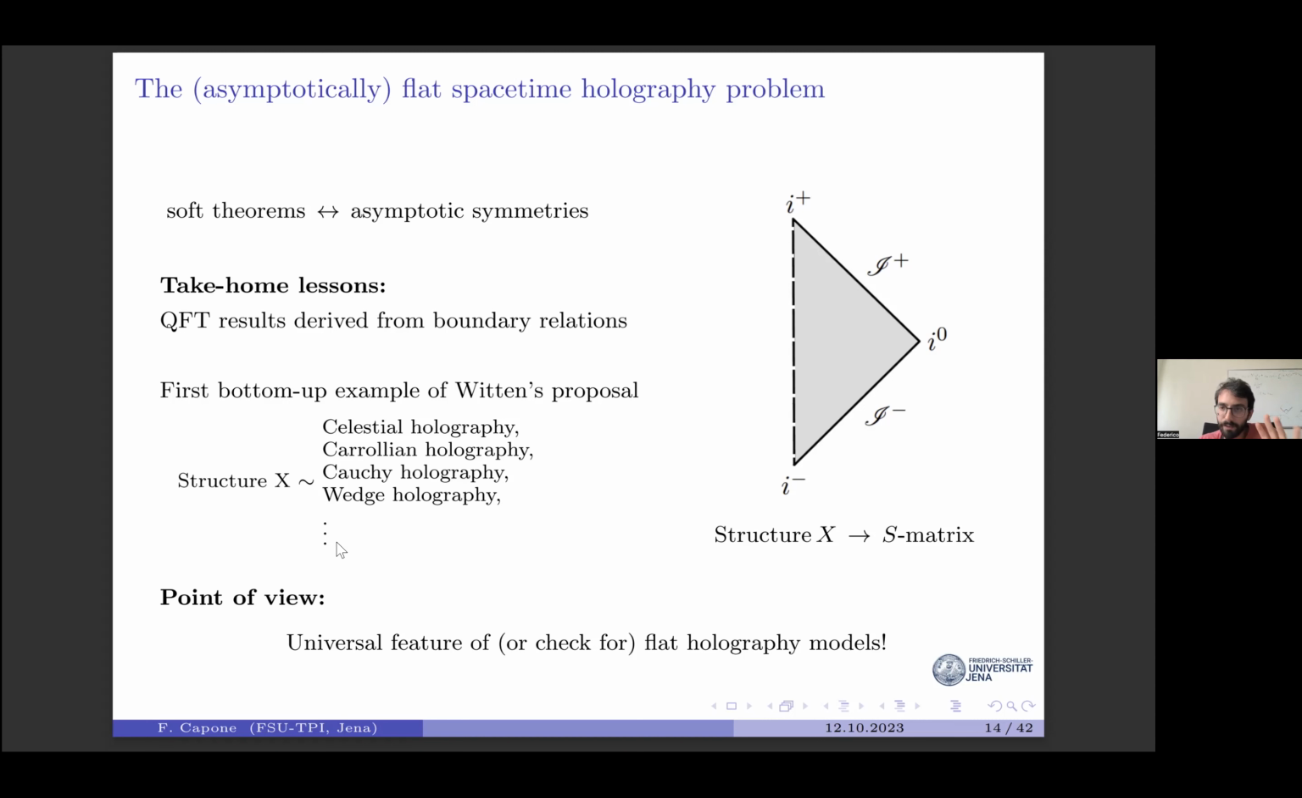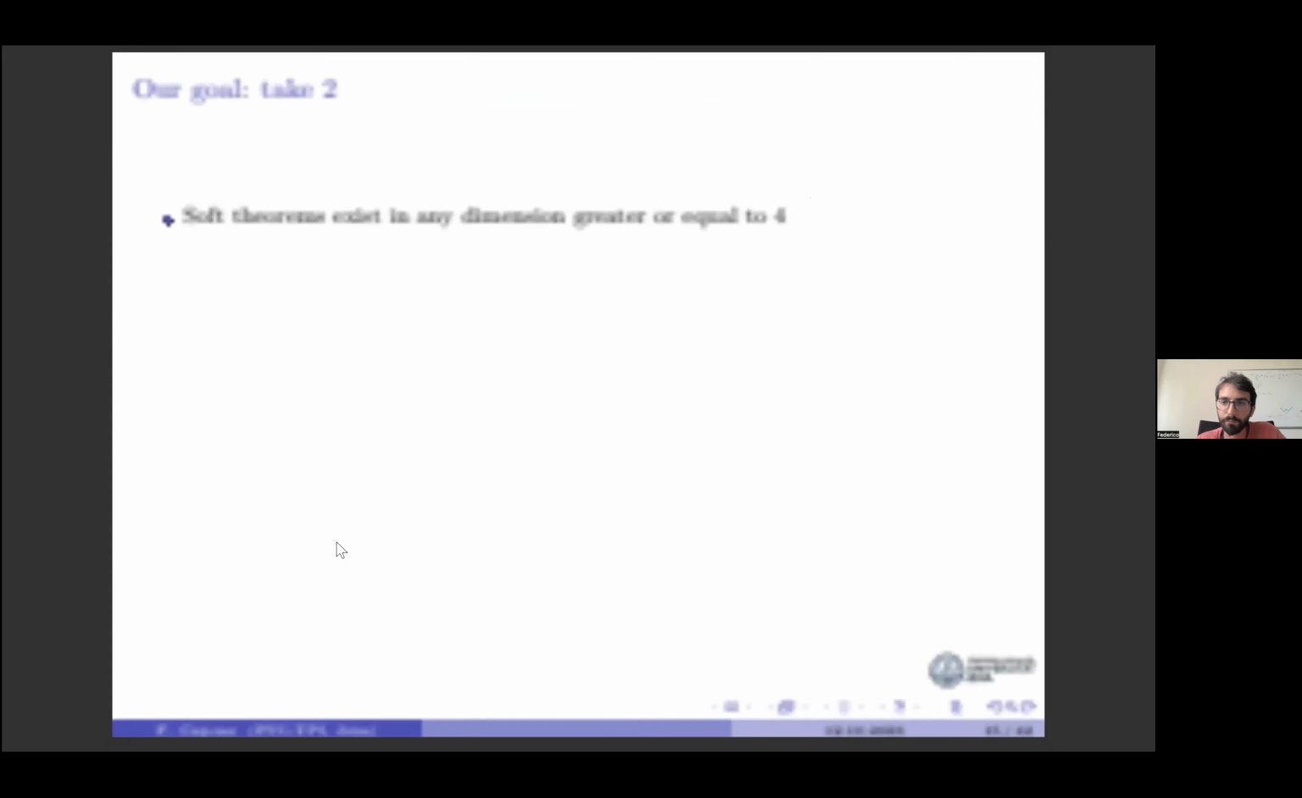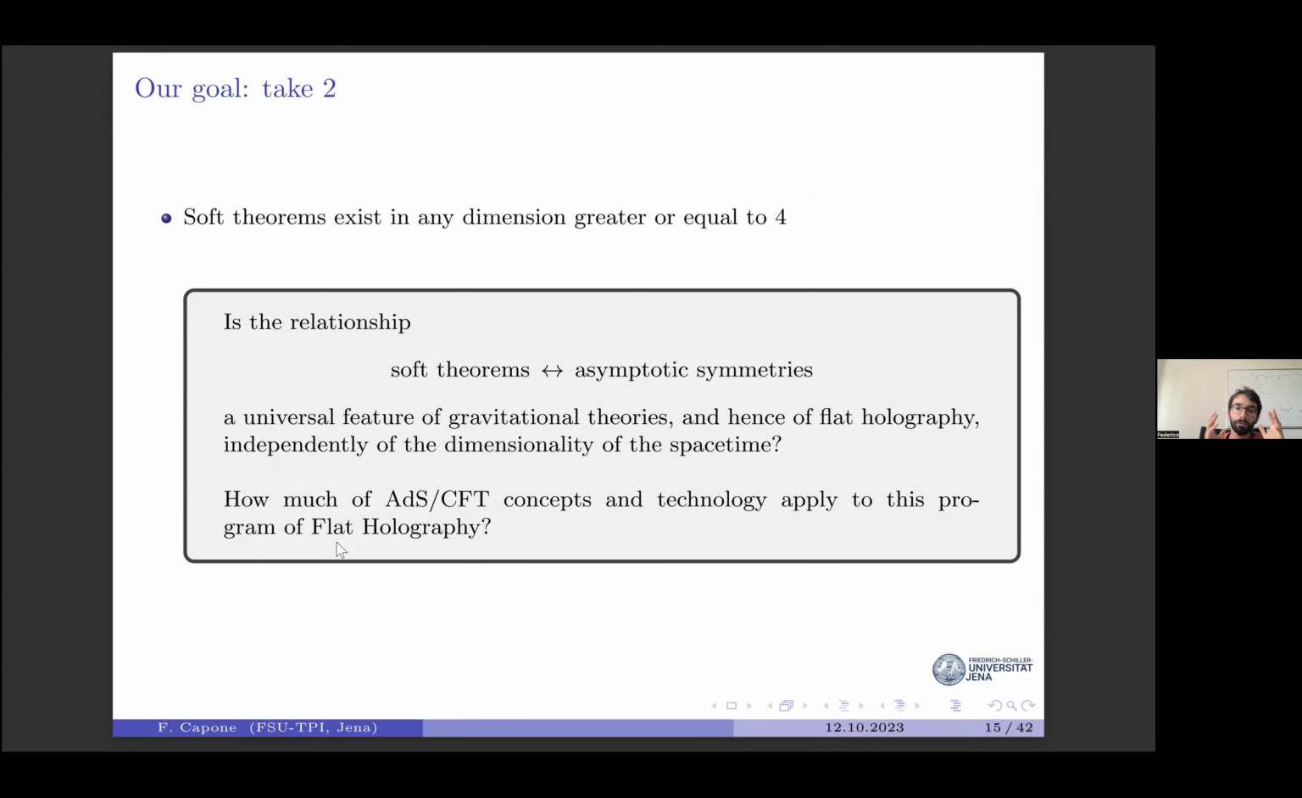So given that this is the point of view that I would like to advocate here, now we can complete the research program, the research questions that I put forward before, by remembering that soft theorems exist in any dimension greater or equal to 4. We can ask not only whether the relationship with asymptotic symmetries is a universal feature of gravity, but also whether this reflects itself in any manifestation of flat holography.